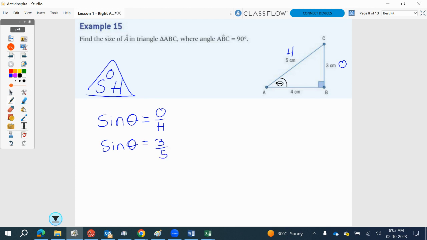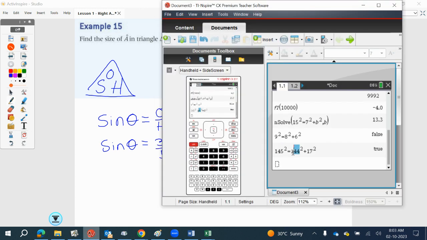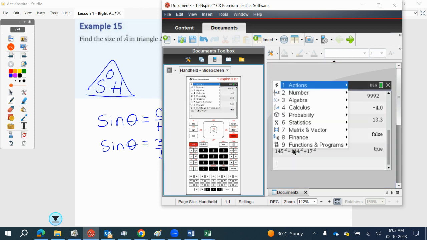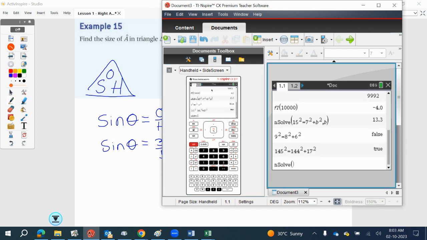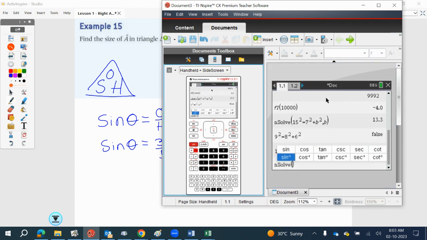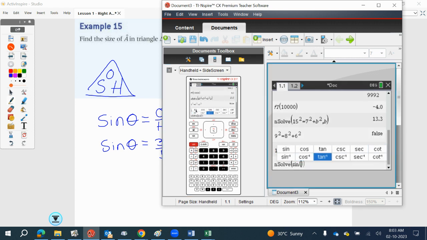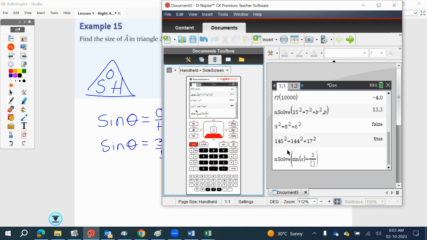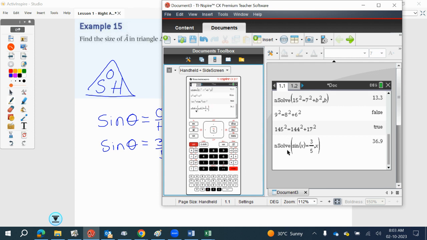We can n-solve this if we want. There are two techniques at this particular point. One technique is to use n-solve to get to our solution. We can just go menu, algebra, n-solve. And then the trigonometry buttons are down here. We need the sine of x is equal to, and then pull up a quotient, 3/5, comma, solve for x. And we'll get our answer.